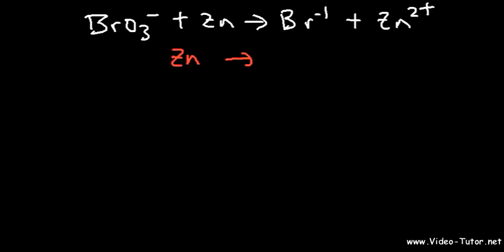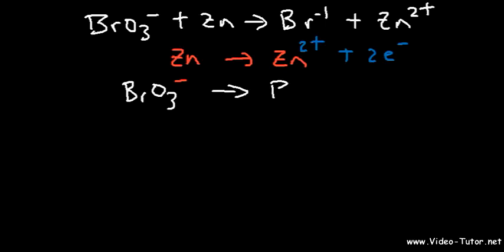We have zinc metal converted into zinc 2 plus. So we know we need to add 2 electrons to this half reaction to balance it. So that reaction is done. Now let's look at the second half reaction. We have bromate converted into bromide.